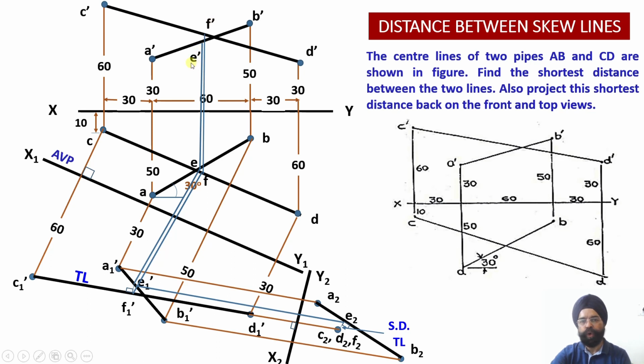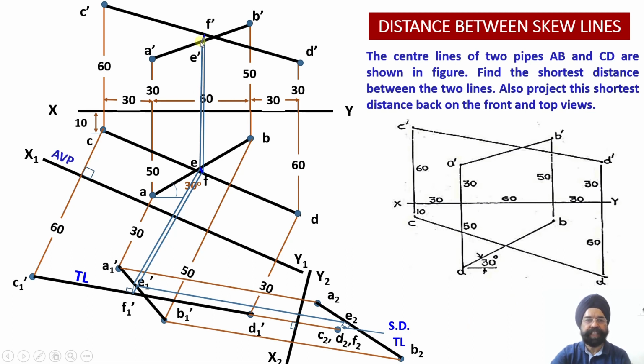So I have been able to locate the front view distance E'F' and the top view distance EF over here. The true length was 3 to 4 millimeter. So obviously these projections in the front view and the top view will be shorter than 3 to 4 millimeter. You see, I have joined E' with F', and E with F. So I can write down over here, the true length of the shortest distance is equal to E2F2, which is equal to 3 to 4 millimeter.